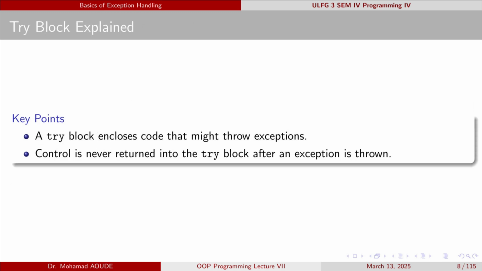A try block protects code that may throw exceptions. Once an exception occurs, execution immediately exits the try block. The remaining lines in it are skipped. This is why we place only risky or essential code inside try, and let the rest be handled cleanly in catch and finally.